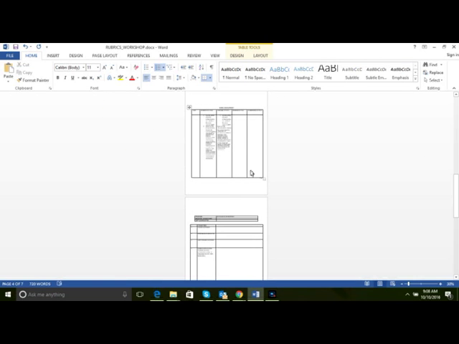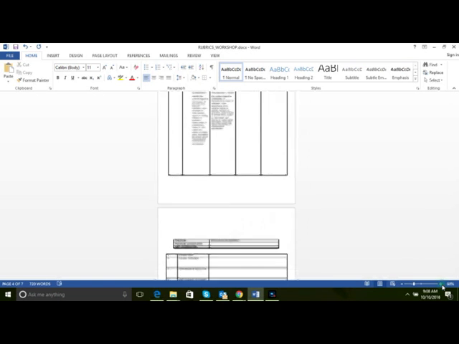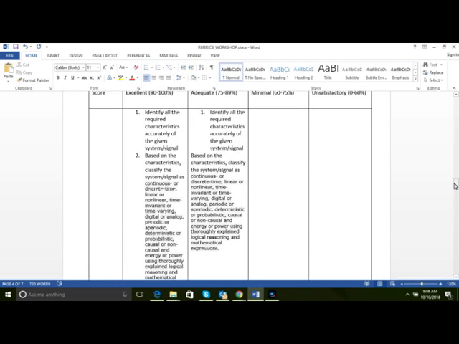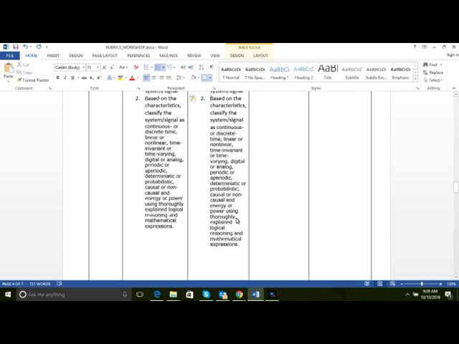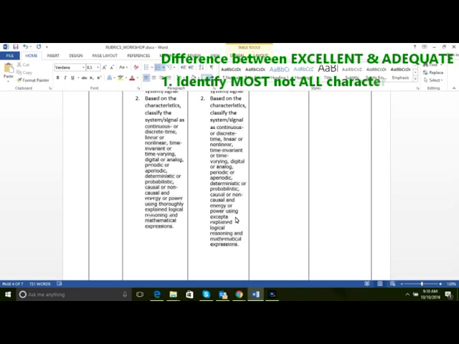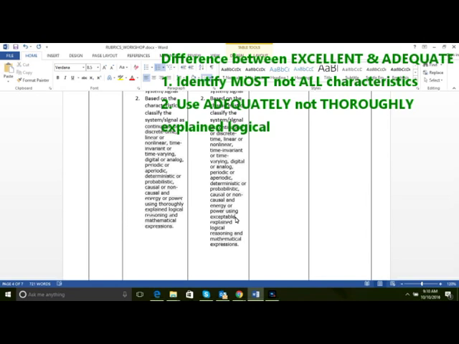Now for the first step, students are required to identify most of the required characteristics accurately for the given system or signal and not all characteristics. And based on the characteristics, classify the system or signal as per the defined types by using adequately explained logical reasoning and mathematical expressions. Now the difference between the adequate and excellent categories is identification of most, not all characteristics, and the use of adequately, not thoroughly explained logical reasoning and mathematical expressions.